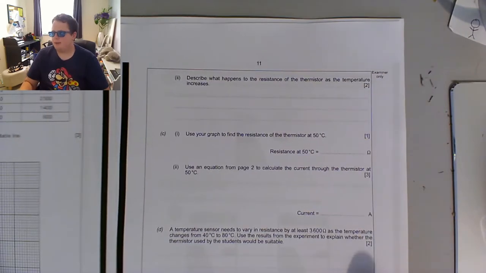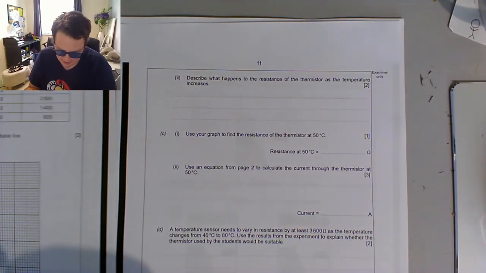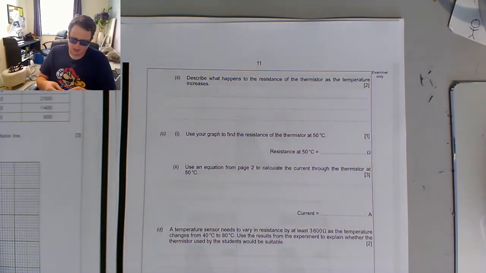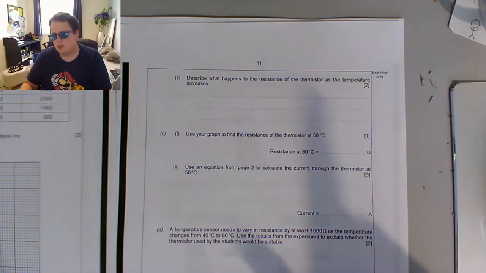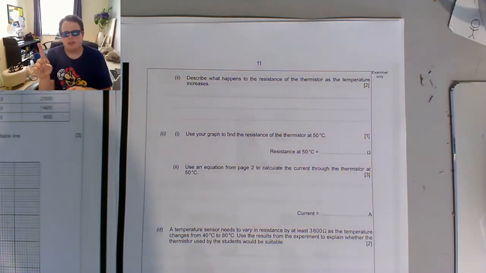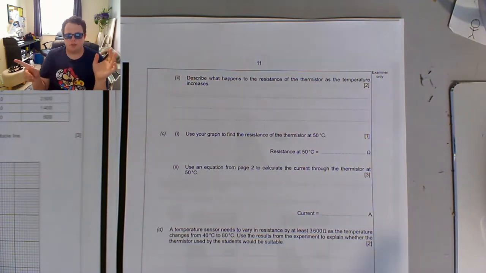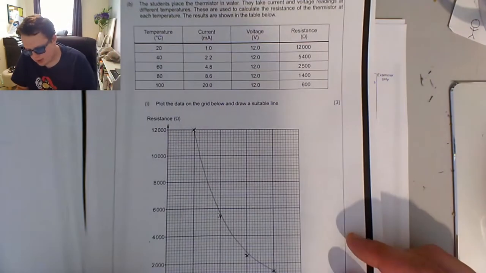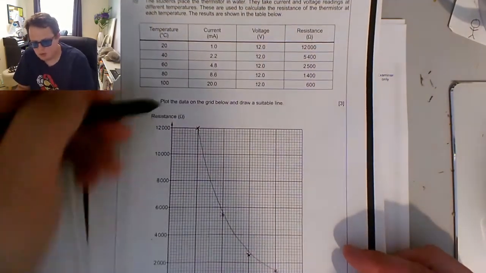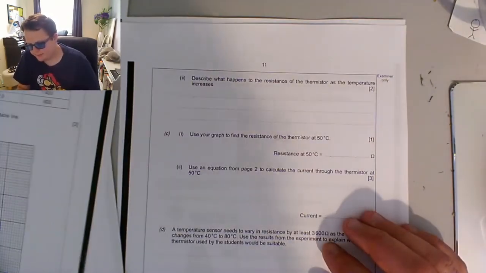Describe what happens to the resistance of the thermistor as the temperature increases. Now, again, plug in the YouTube, have a look at the video I've done on drawing graphs, go through all these different relationships. 2 marks: 1 mark for saying what happens to the 2 variables, second one is for talking about the gradient. So, increased temperature, what happens to the resistance?